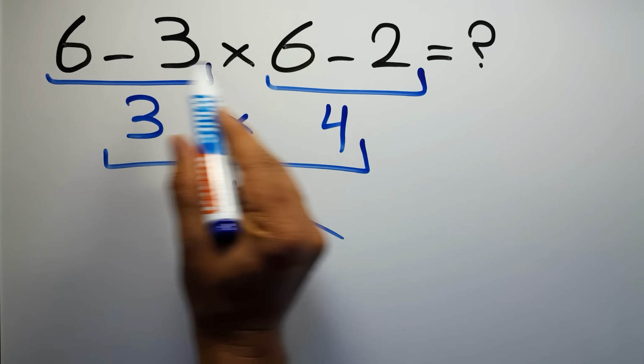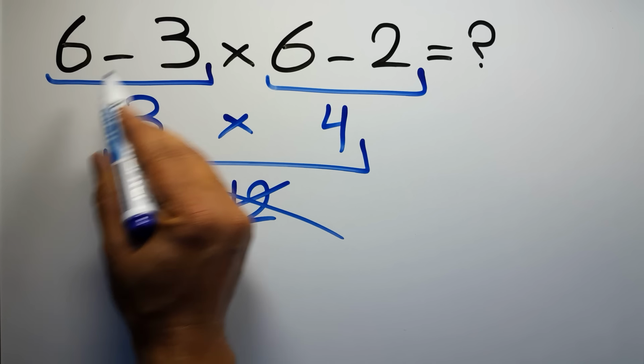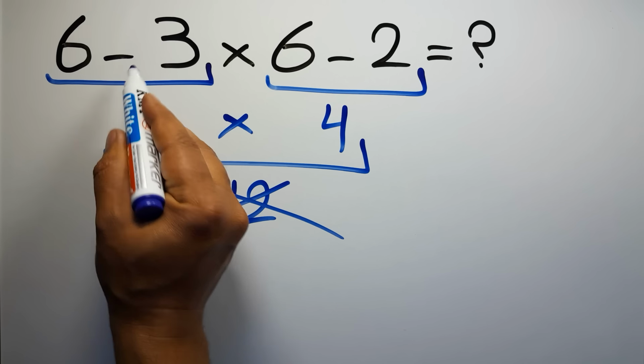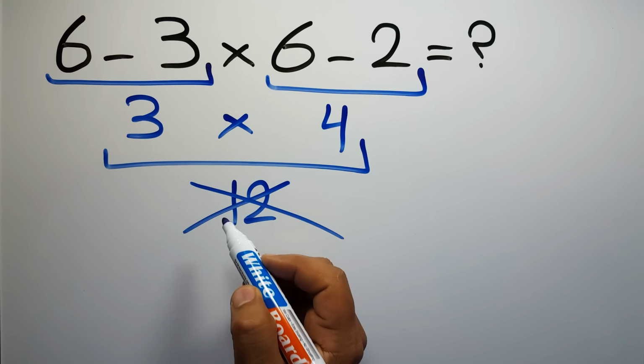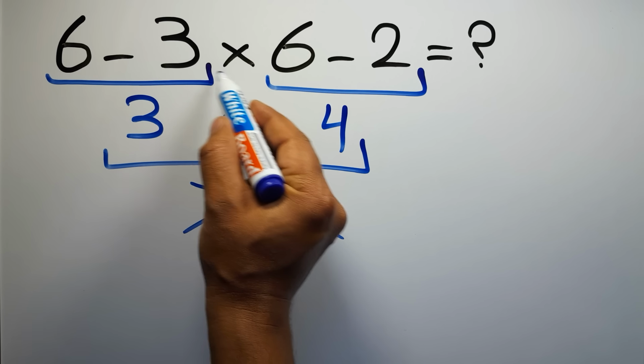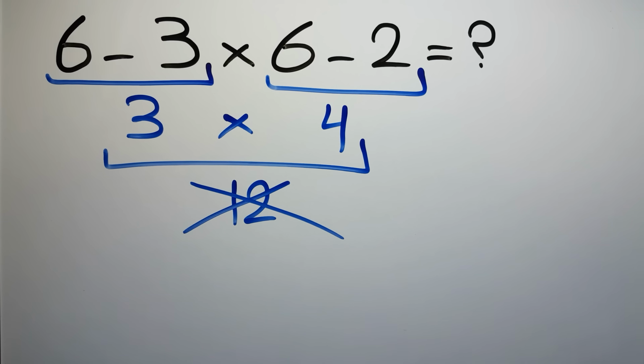And when we have more than one subtraction in an expression, we have to work from left to right. So first we have to do this multiplication, then this subtraction, and finally this subtraction. If we do this subtraction or this subtraction before this multiplication, it is wrong.